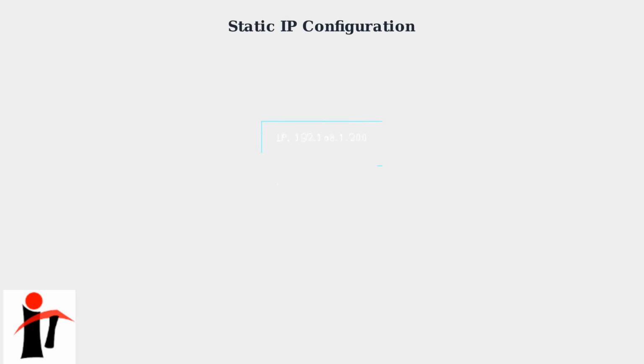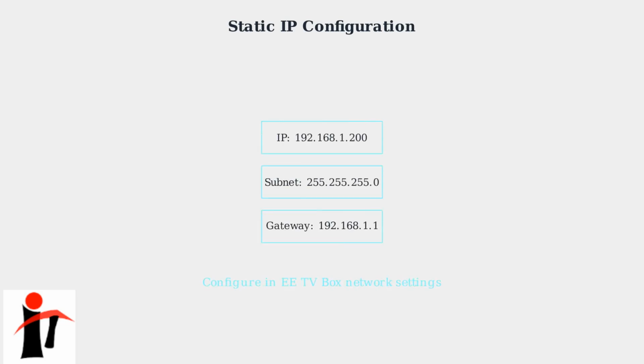If DHCP issues persist, configure a static IP address. Choose an IP outside your router's DHCP range, typically 192.168.1.200 or higher, with matching subnet mask and gateway.